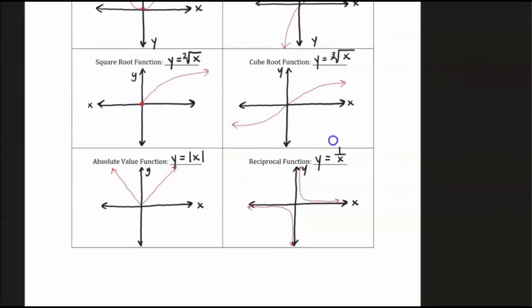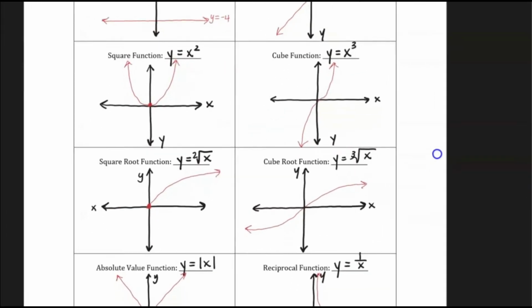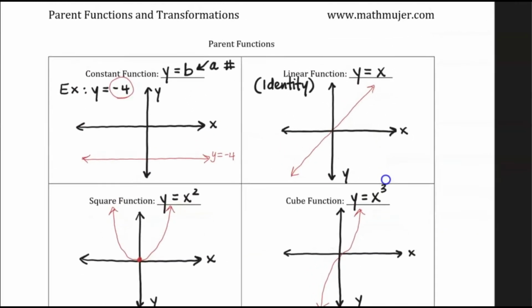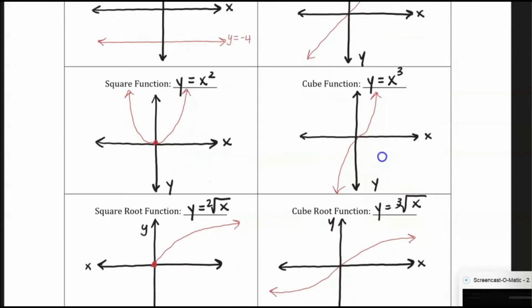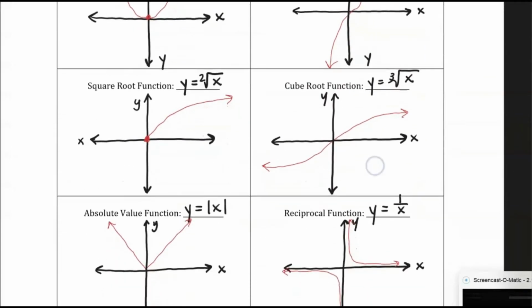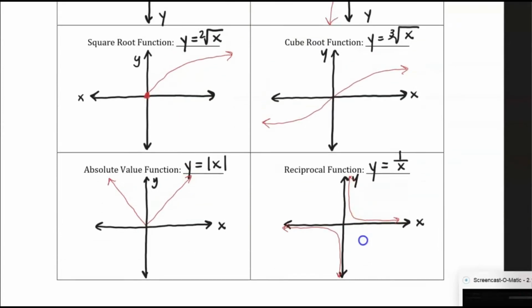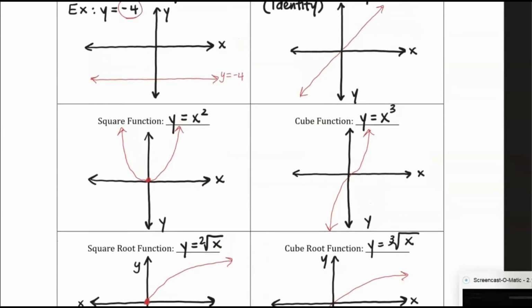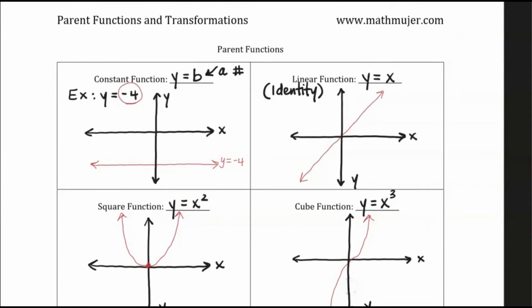And these 8 functions are our parent functions. Now, depending on your class, some of these you may have, some you may not, depending on whatever course you're taking. But what is important for your parent functions is that you know the general shape of all of them, because when we start looking at examples and transforming the graph, it's going to be important for us to know what the original graph looked like.